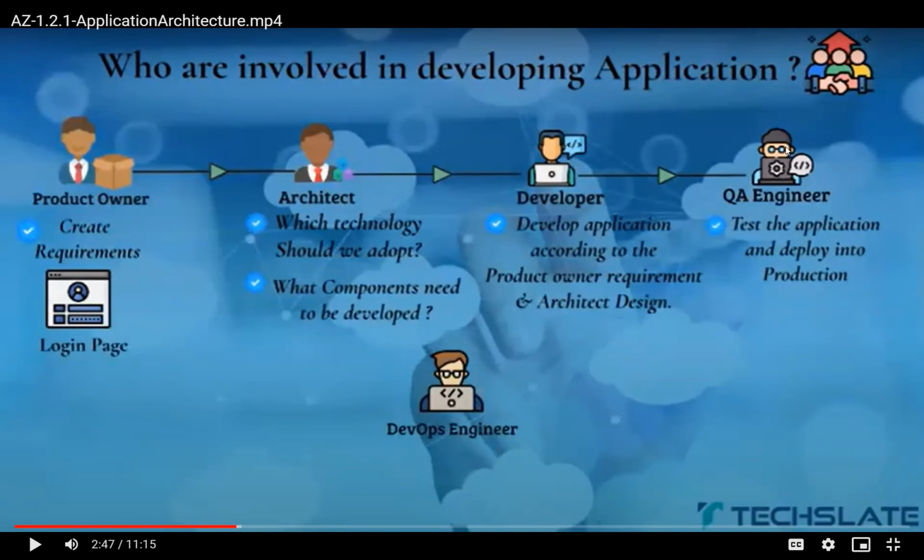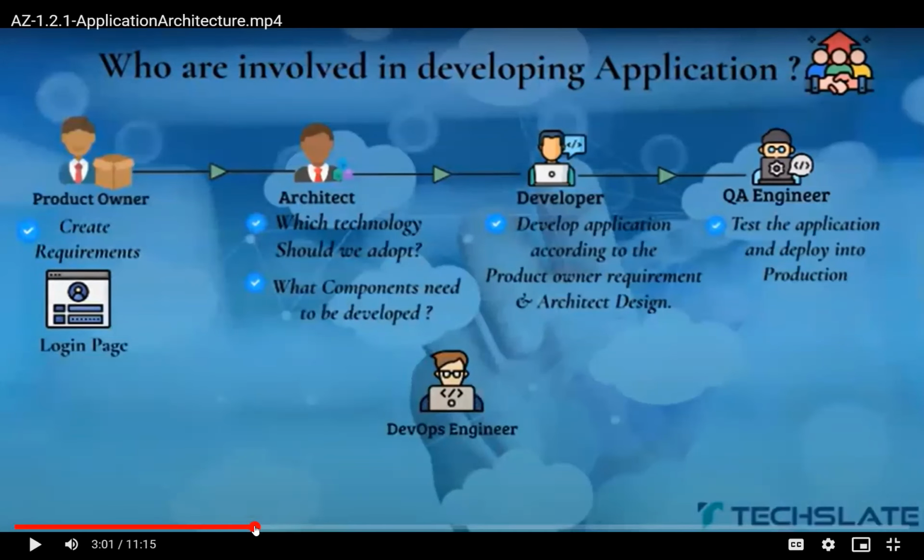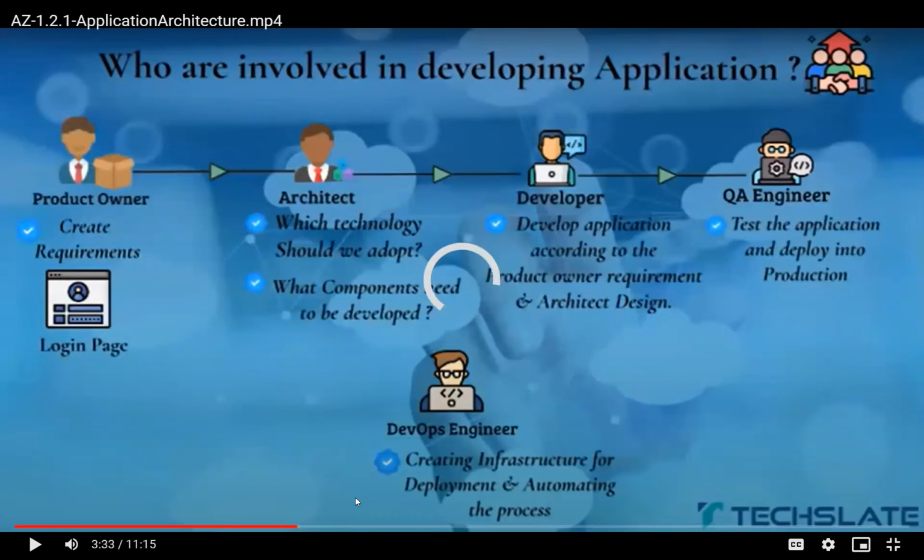Once you give the sign off, the DevOps engineer will take care. He will take that code and deploy it in the servers. He will create an infrastructure for the deployment, and that's the DevOps engineer's responsibility, okay? These are the people who are all involved in the entire application development. Any questions till now?